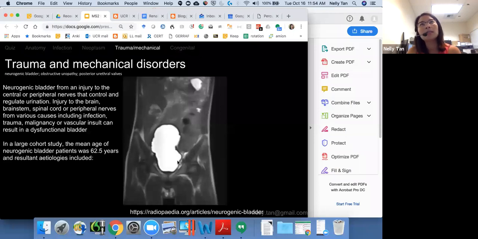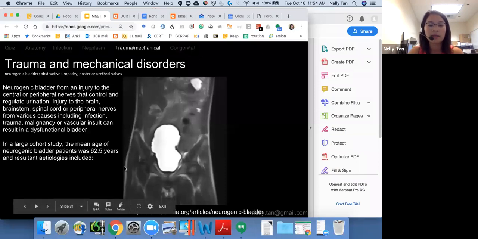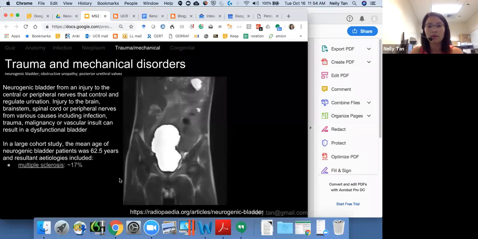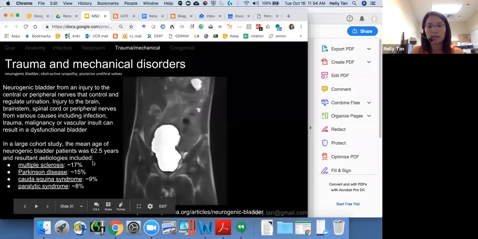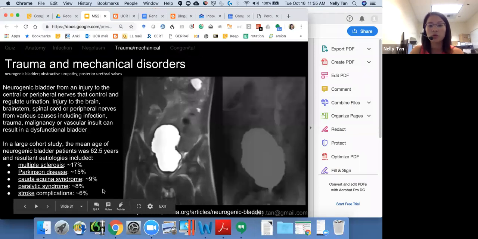Diabetes, typically not, because you have to have a very severe neuropathy. They'll probably get other neuropathic conditions before they get neurogenic bladder. We don't typically think of it as associated with diabetes, but I guess in really severe cases they could have it if they aren't already compromised from the cardiovascular standpoint. But the most common causes are multiple sclerosis, Parkinson's, Cauda Equina syndrome, paralytic syndromes, and stroke.